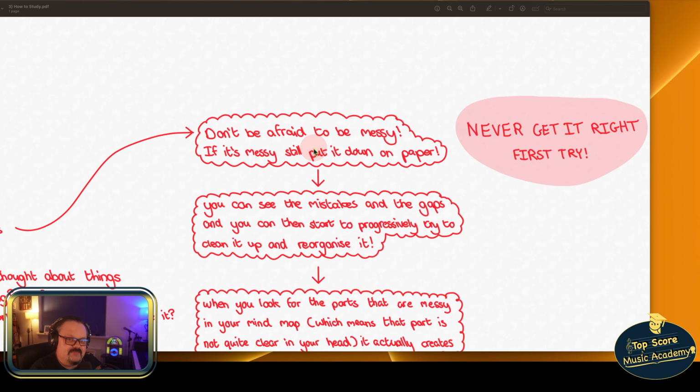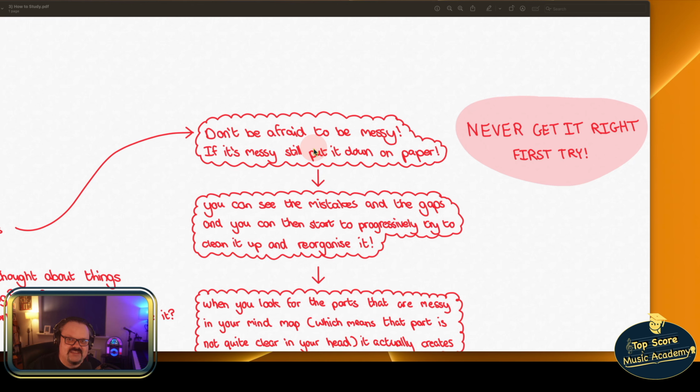And you may never get it perfect either, and that's fine. Don't be in a quest to create the neatest, most beautifully written revision notes. You have to embrace the messy, embrace the chaos of it. Usually when you're doing your revision, it's always a process that never really stops.